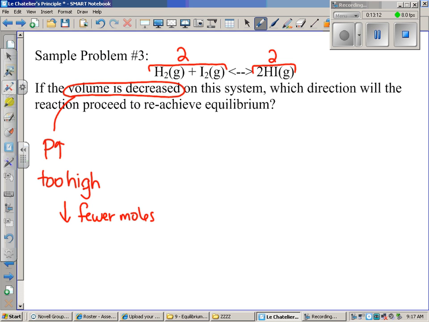So if it has the same number of moles on both sides, that means that that reaction was not affected by this change in pressure. The only types of reactions that pressure will change with these gases is ones that have different numbers of moles on both sides. So your answer to this equation would be that equilibrium was not disturbed.